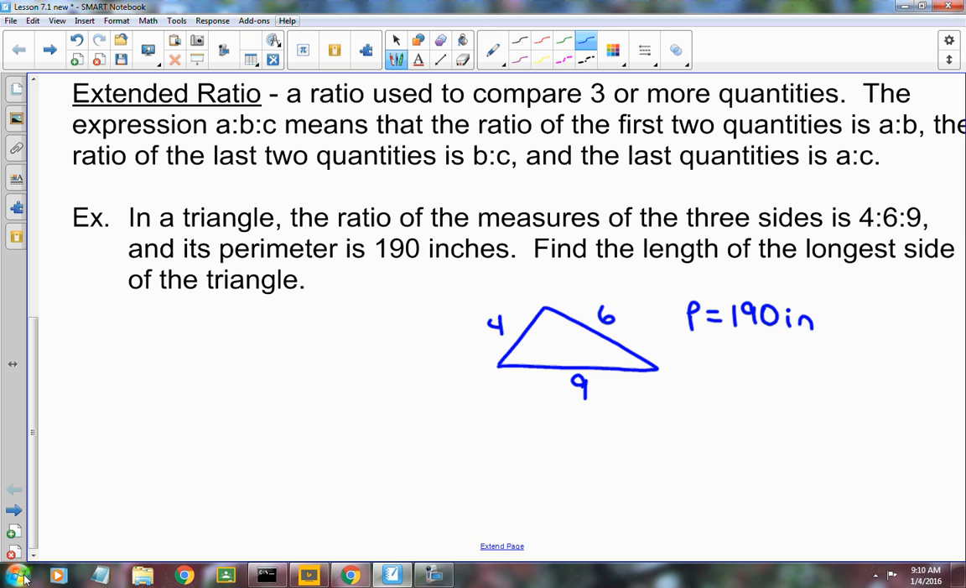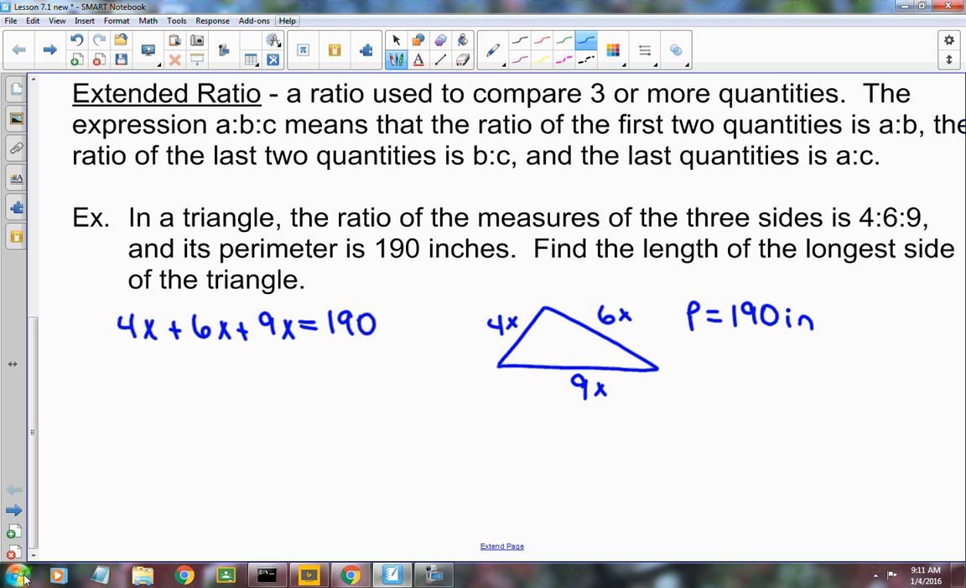Okay, so instead of dividing them all by the same number, we need to multiply them all by the same number. But we don't know what that is, so we're going to use an x. So we can blow each one of them up by that factor of x, and then we can add them together, and we know that their sum is equal to what? 190. So we're going to do 4x plus 6x plus 9x equals 190.